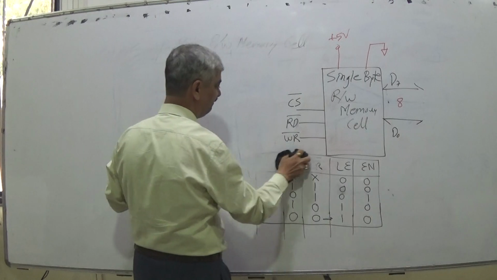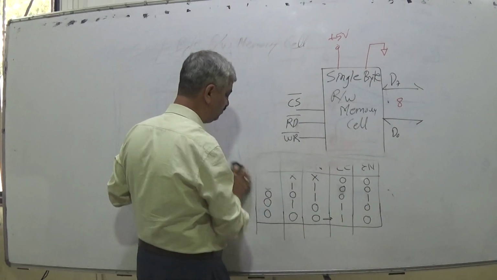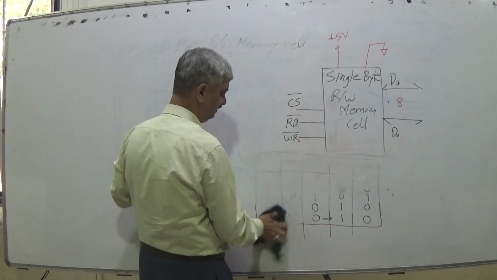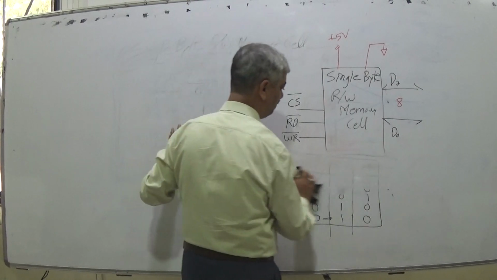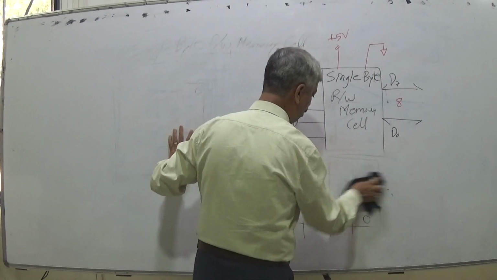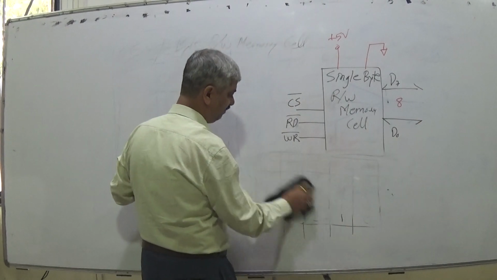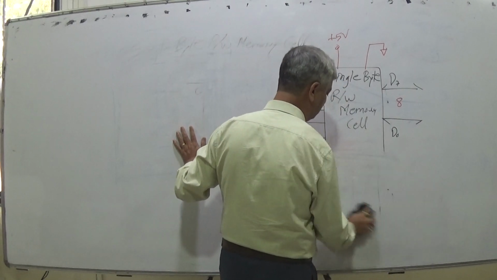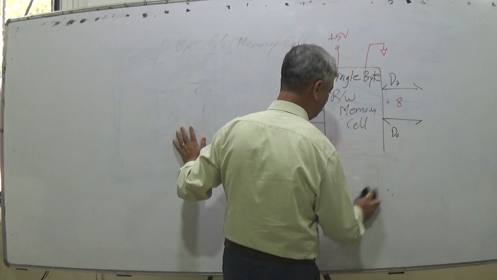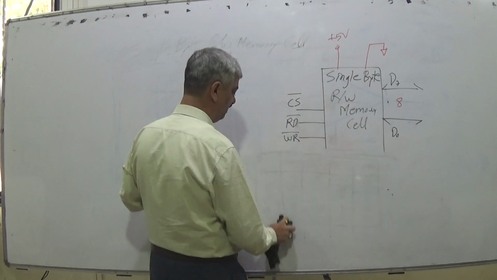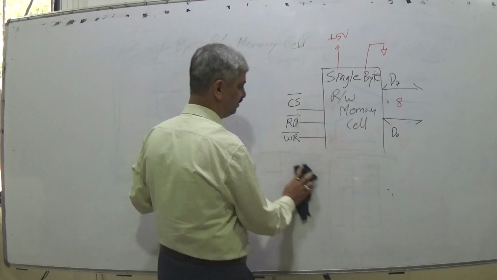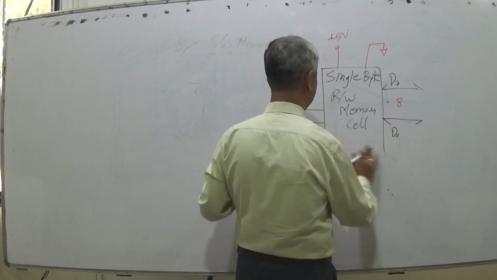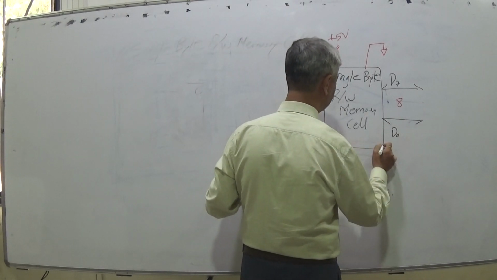Suppose there is a class in which only one student is there. Will there be a concept of roll number? It will not be, because the purpose of roll number is to select one amongst many, and unless many are there, the question of roll number does not arise. So for a single byte memory cell, there is no question of address lines.